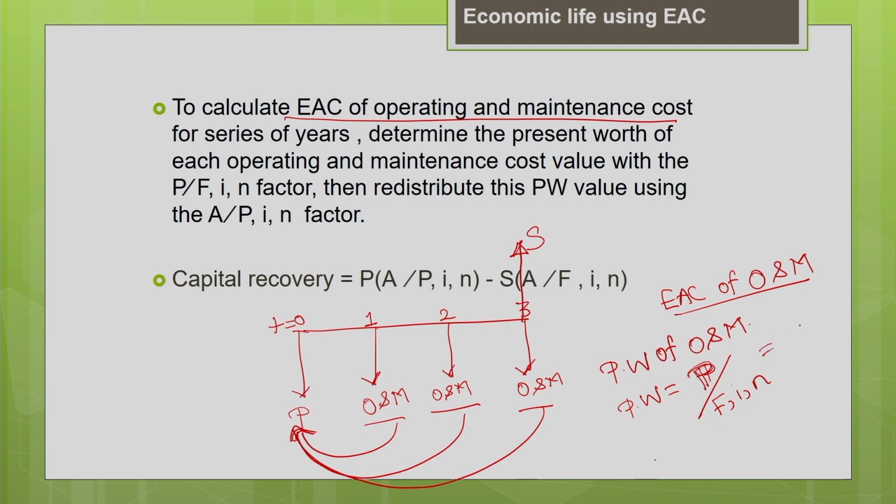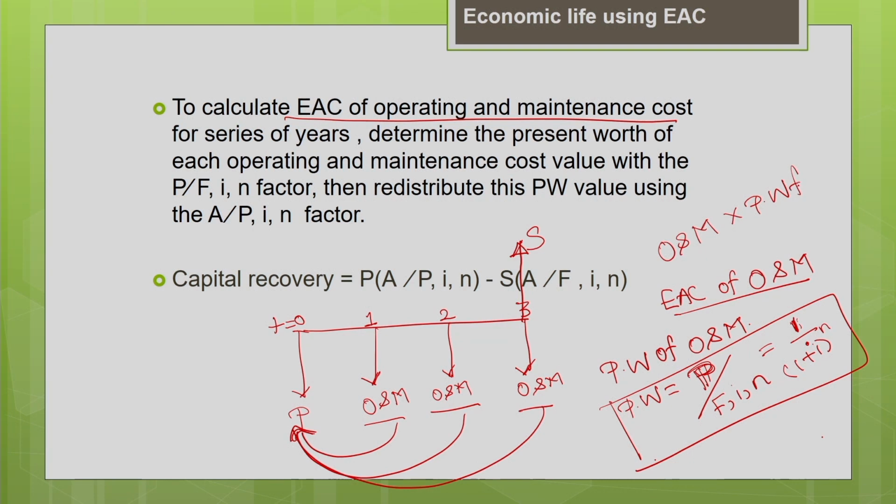Okay. So the factor is 1 divided by (1 plus i) power n. This is your present worth factor. So you have to multiply your operating and maintenance cost with the present worth factor. You will get the present worth of the operating and maintenance cost. The first thing is to determine the present worth of each operating and maintenance cost value, with the help of the P by F, i, n factor, that is the present worth factor.